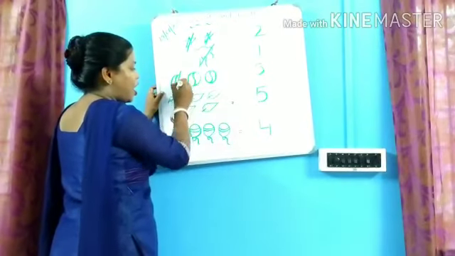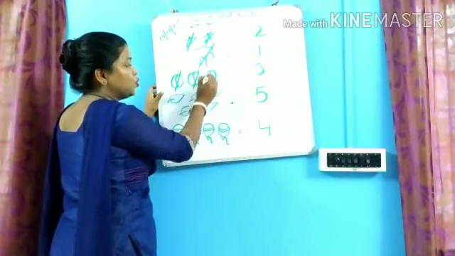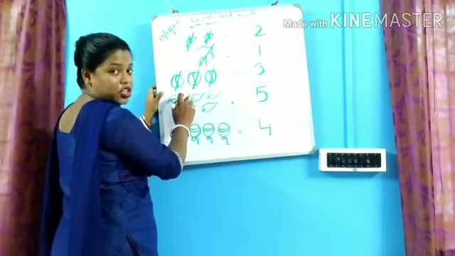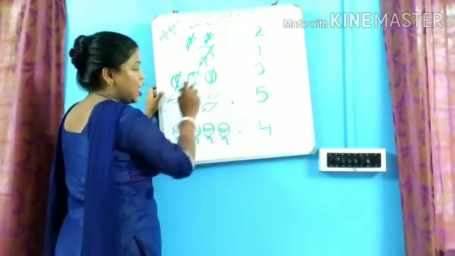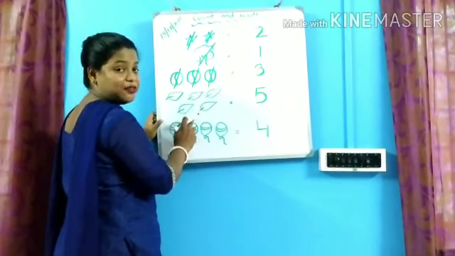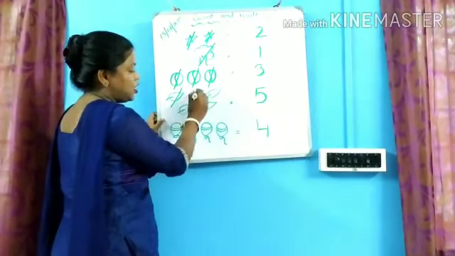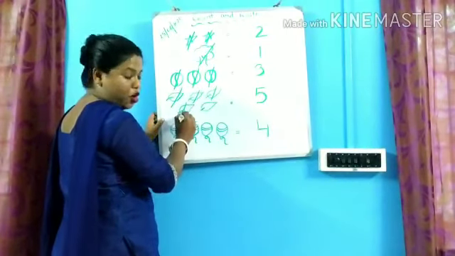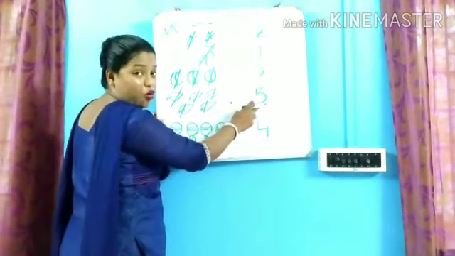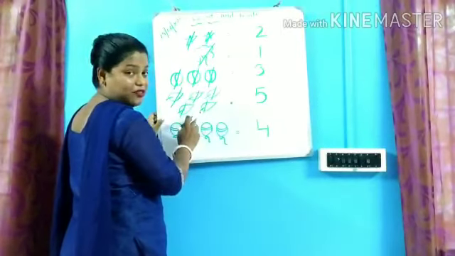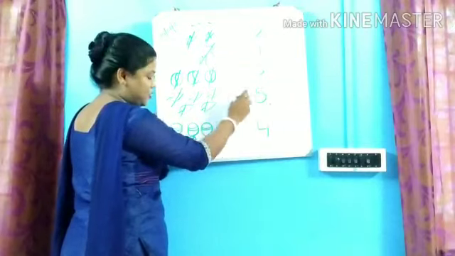How many balls? Three balls. One, two, three. Three balls. Now, how many leaves? One, two, three, four, five. How many leaves? Five leaves.